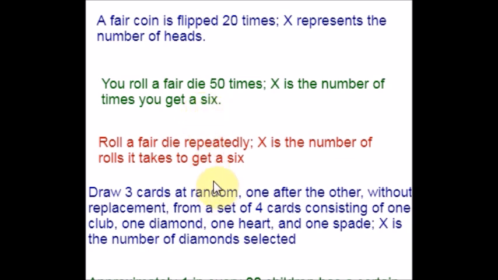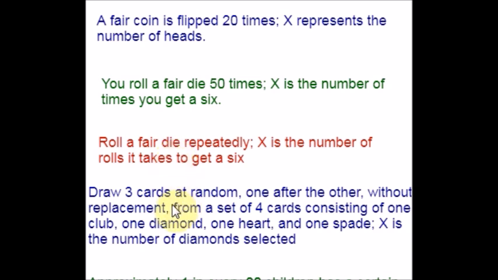And third example, roll a fair die repeatedly and x is the number of rolls it takes to get a 6. By reading the question again, you can understand that the number of trials is not fixed. Am I right? X is the number of rolls it takes to get a 6. We are not sure how many trials there are. So x cannot be binomial here. So x is not binomial for the third example.